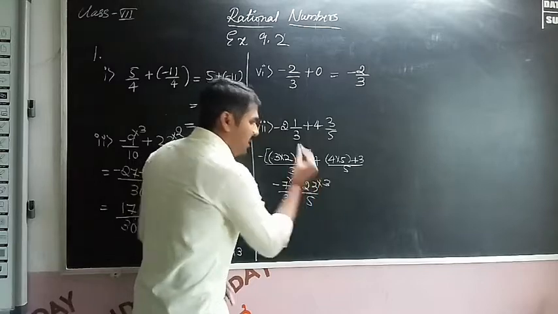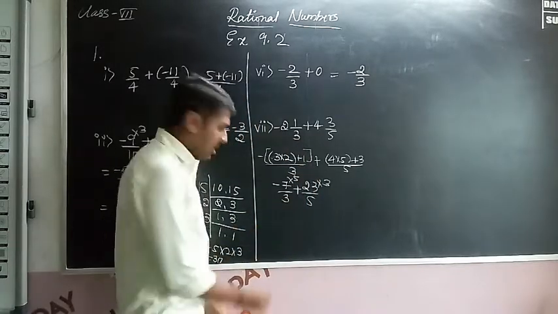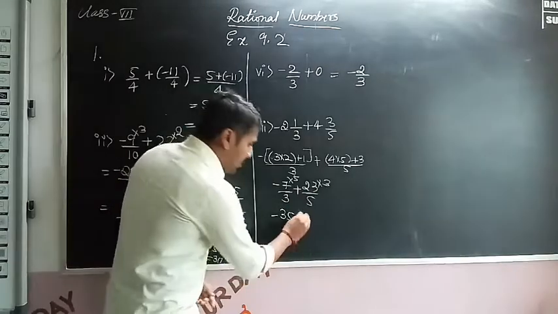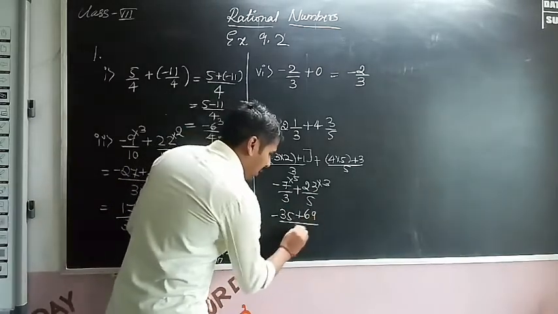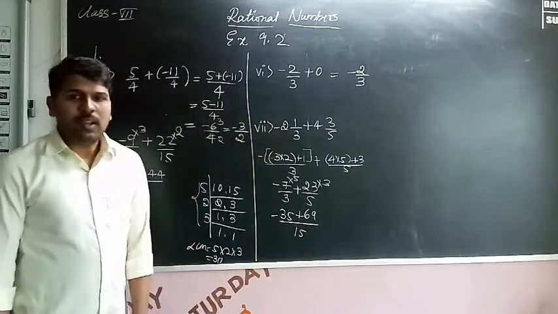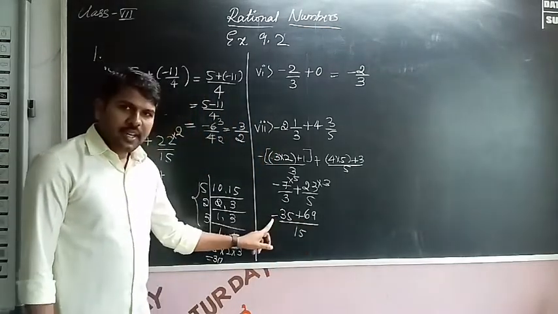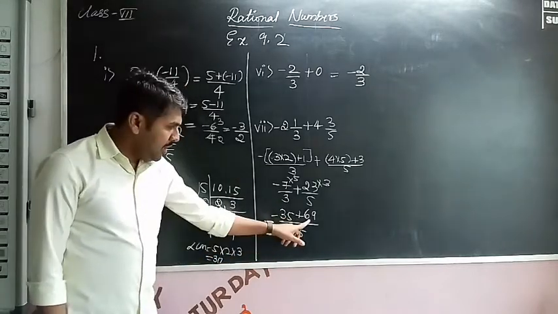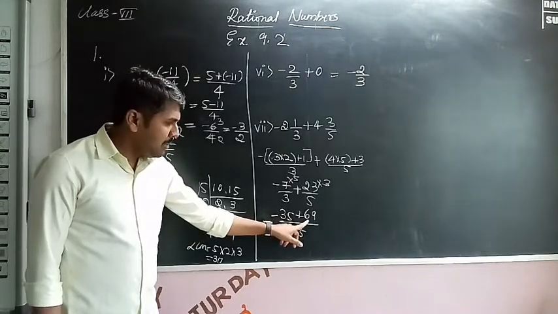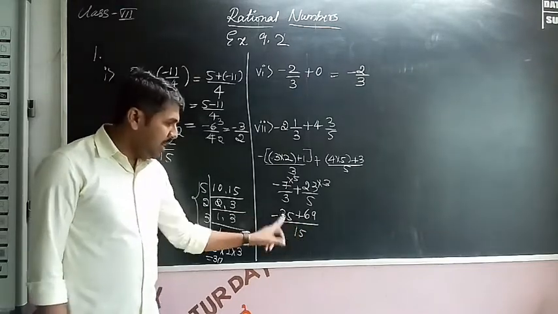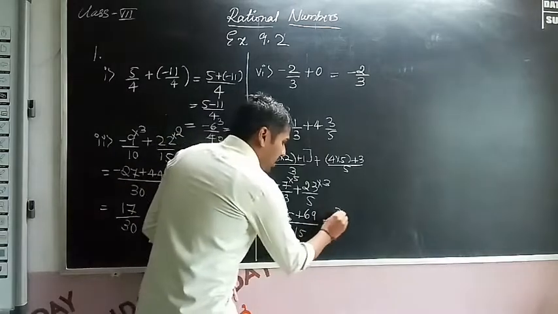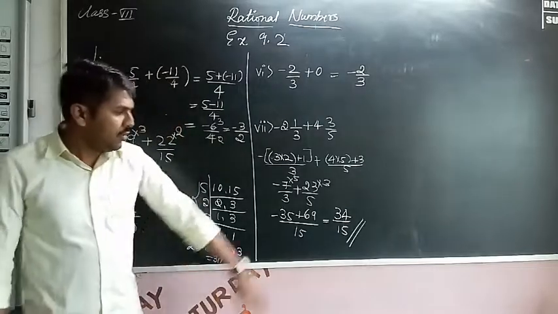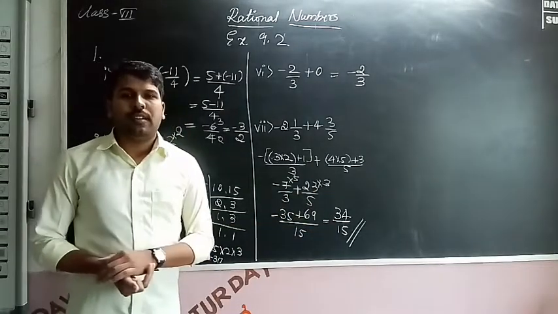Here multiply 3. 7 5s are how much? 35. The minus is there, keep it as it is. 23 3s are plus 69, divided by the multiplication of those two numbers. So here plus and minus are there. If the numbers have different signs, subtract the numbers. The biggest number's sign is plus, so give the biggest number's sign. 69 minus 35 is how much? 34 divided by 15. So this is in the standard form. So the final answer is 34 by 15.